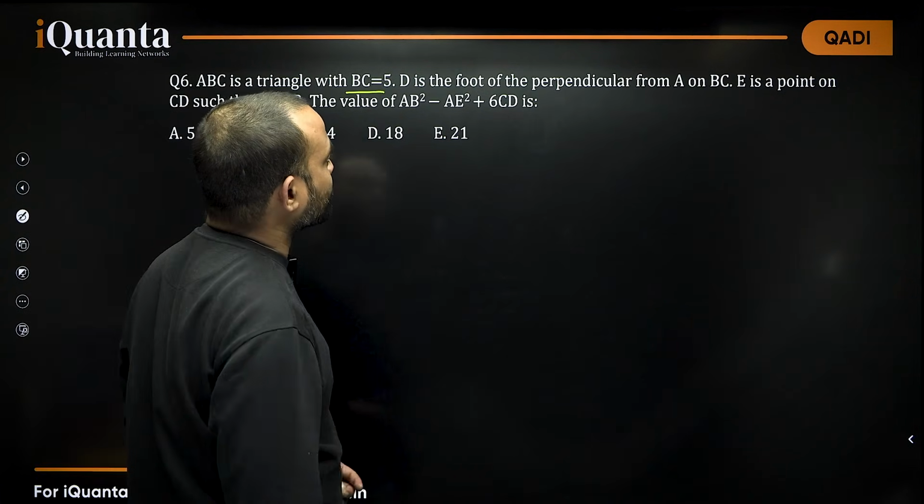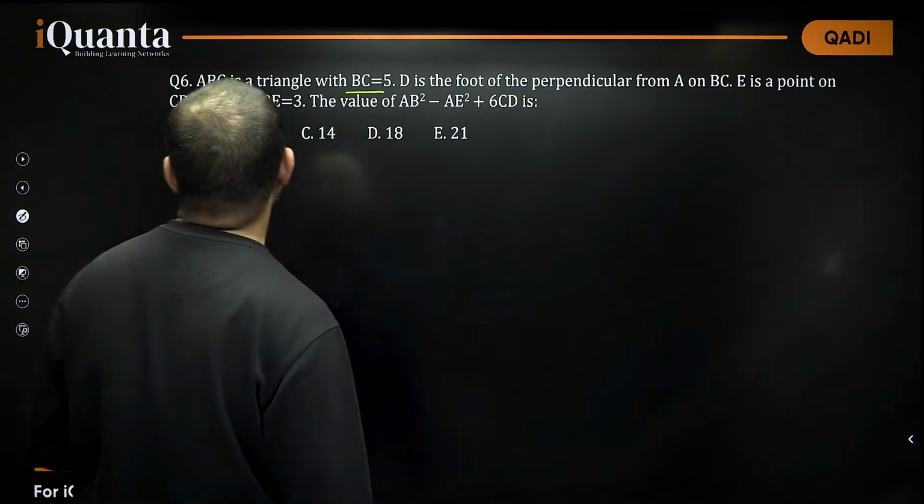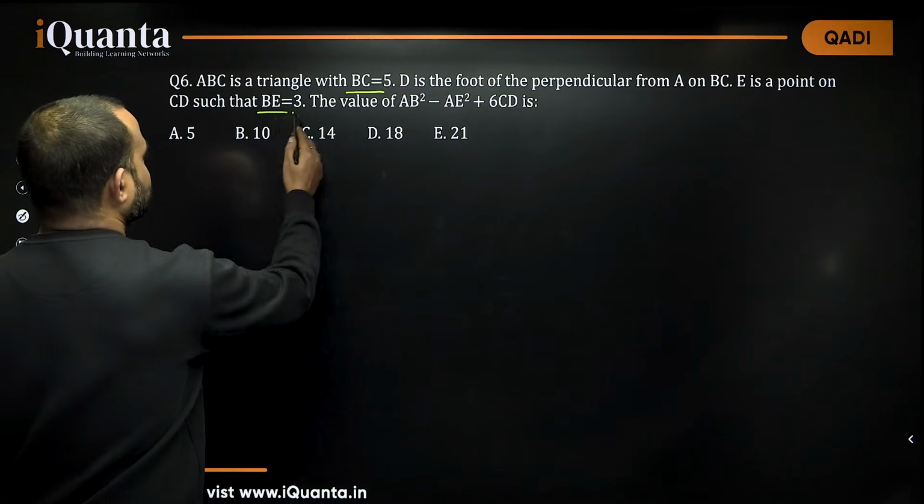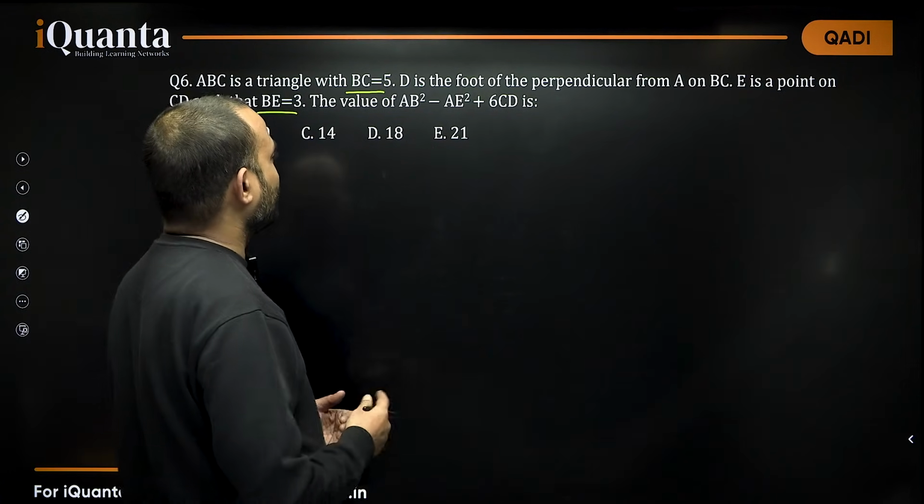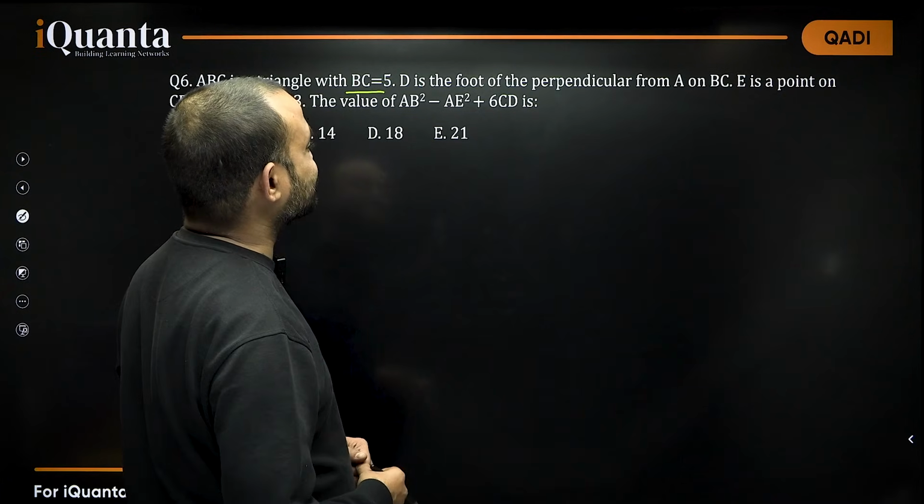ABC is a triangle with BC is equal to 5. D is the foot of the perpendicular from A to BC. E is a point on CD such that BE is equal to 3. The value of AB square minus A square plus 6CD is.